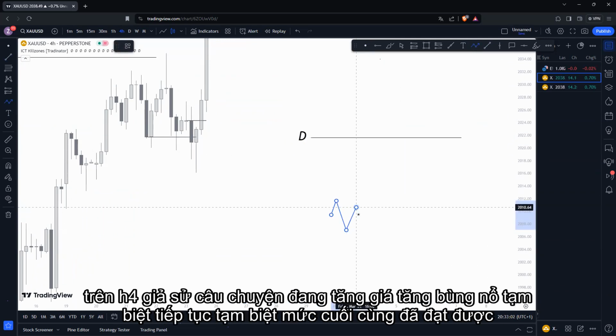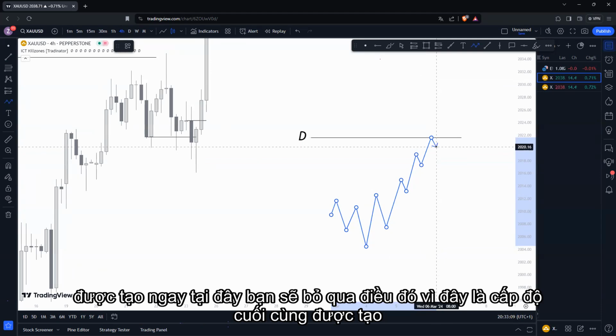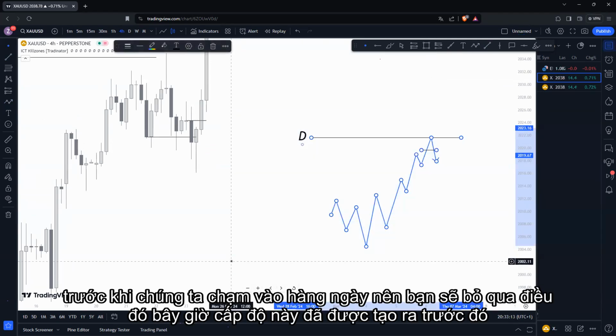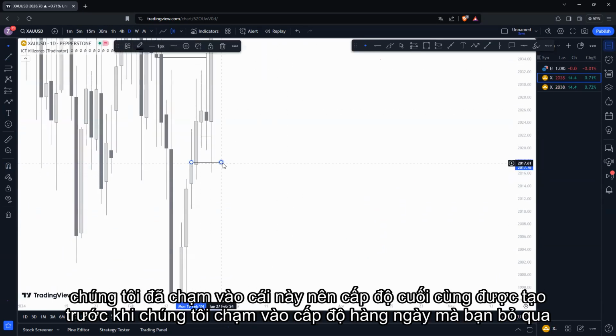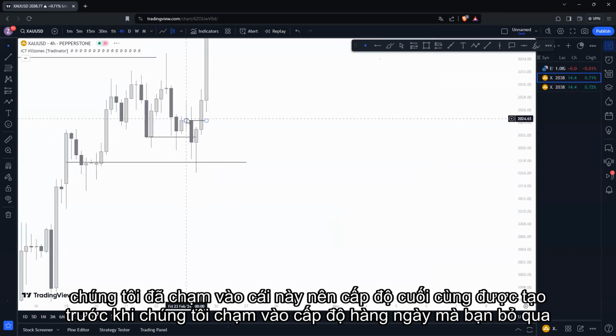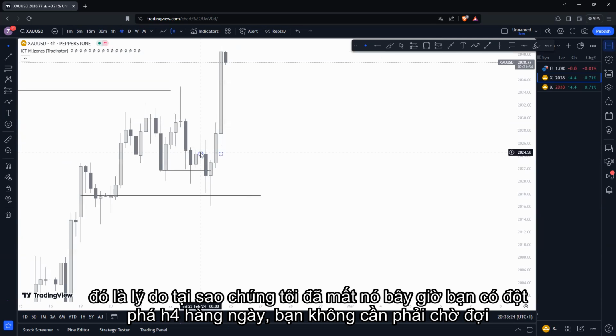Let's say the storyline is bullish: buy, continuation buy. The last level that got created right here, you're going to ignore, because it's the last level that got created before we touched the daily. Now, this level got created before we touched this one. So the last level that got created before we touched the daily, you ignore. That's why we lost it.